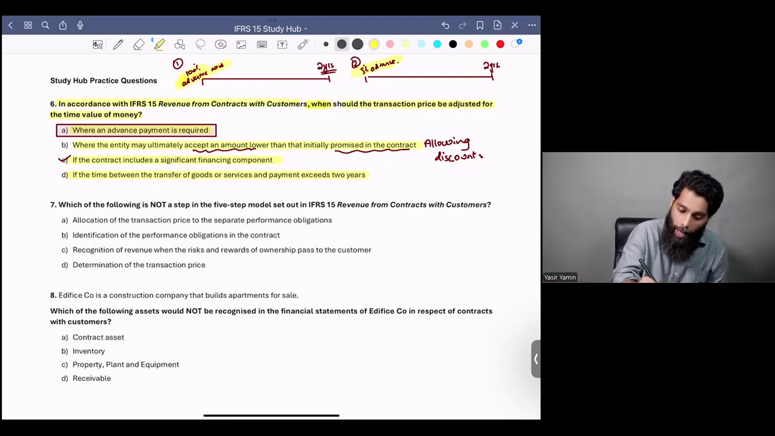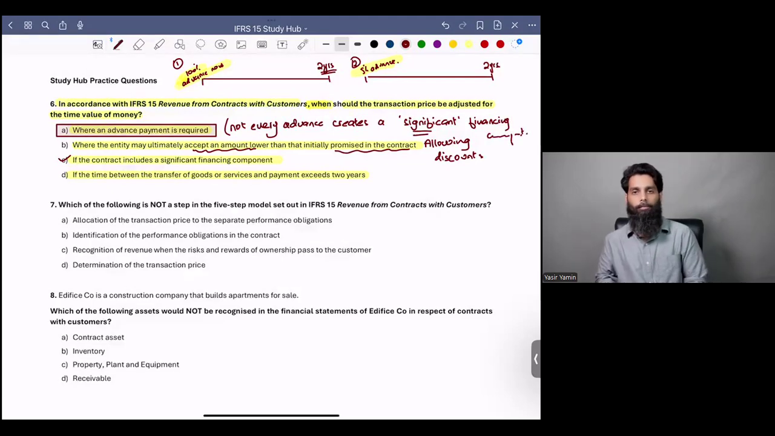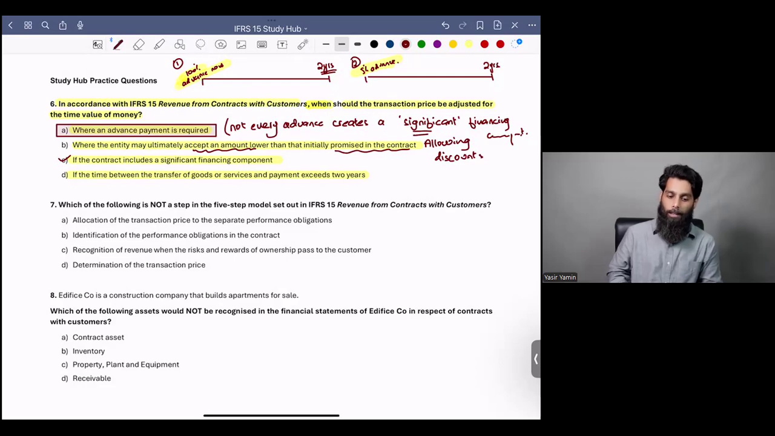Because not every advance creates a significant, the word is significant, financing component. Make sense? Does everybody understand why A is not the answer? I tried to clarify it so that you have that much concept as well. Okay. Now let's move on to question number 7 and let's see who can answer first.